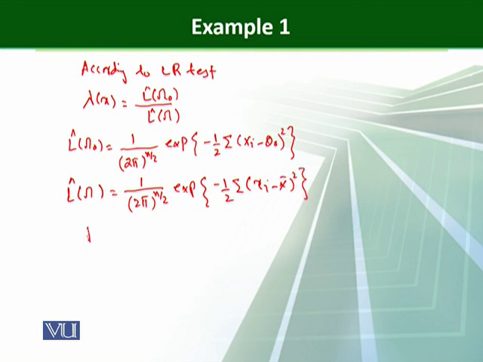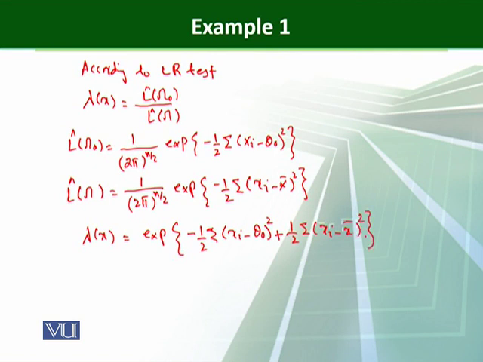Now the ratio, which is lambda x: you can see that these two constants cancel out. So the rest of the things we have is exponential of minus 1 by 2 sum of xi minus theta naught squared, plus, when this goes up it becomes plus, 1 by 2 sum of xi minus x bar squared.